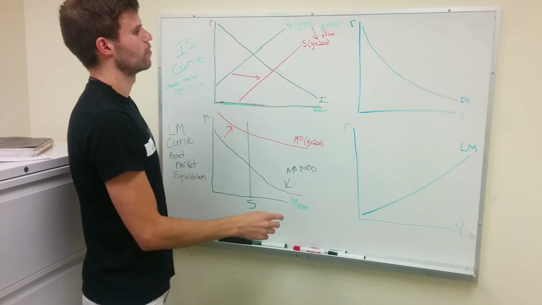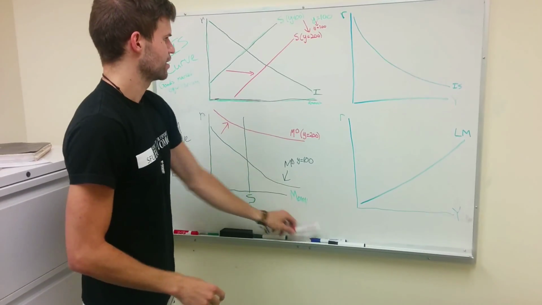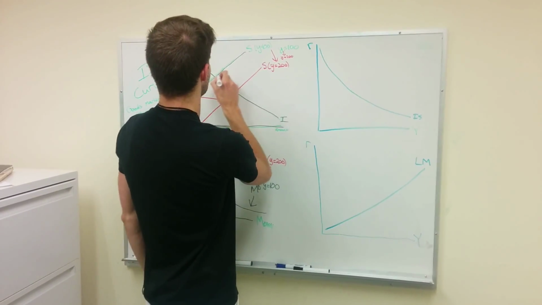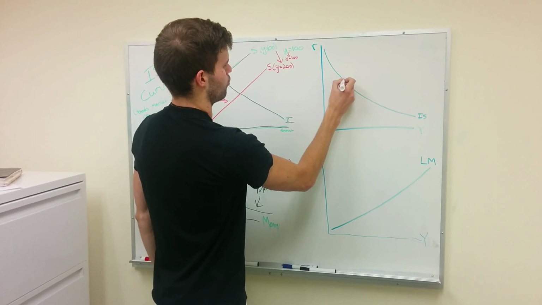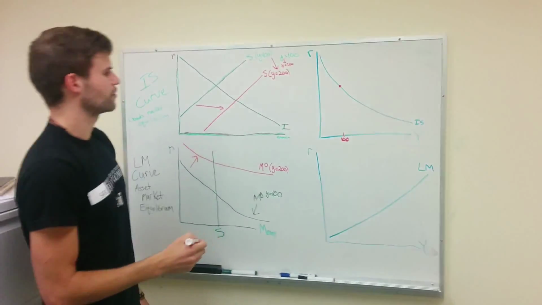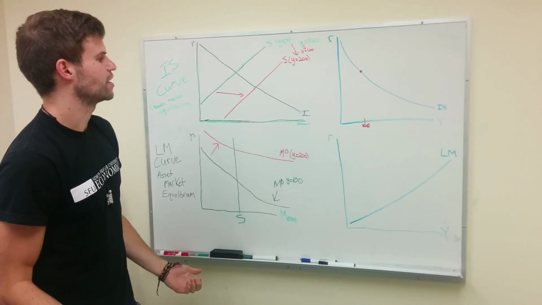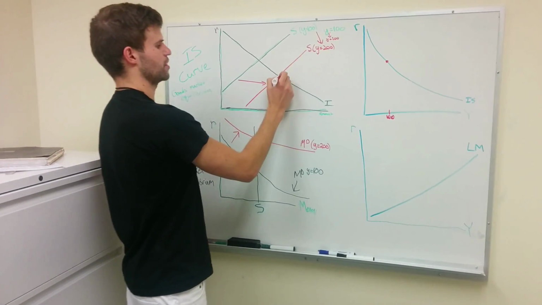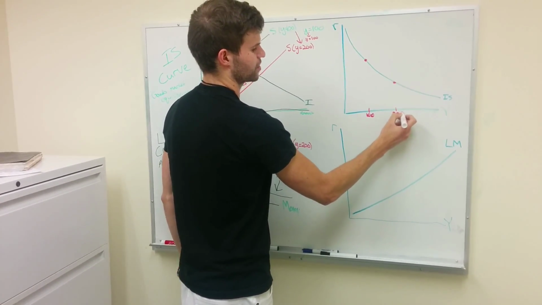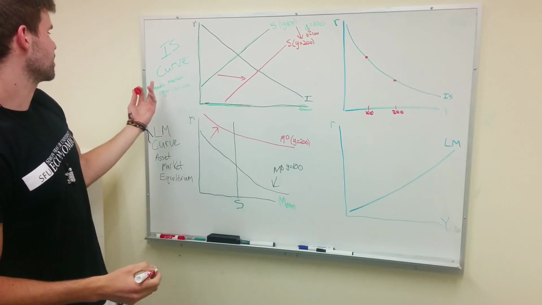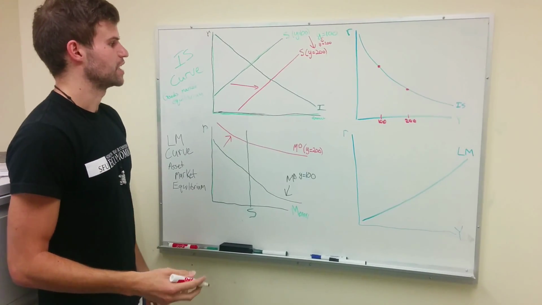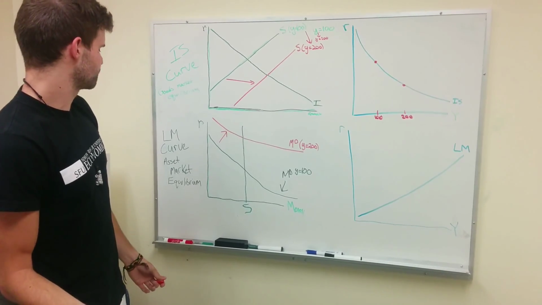So let's say that this was where Y was equal to 100. Then if we were trying to find out where on this graph Y equals 200, well, it would just be at this point right here. So that explains the IS curve. It's the equilibrium in the goods market, right? Because savings minus investments equals net exports.